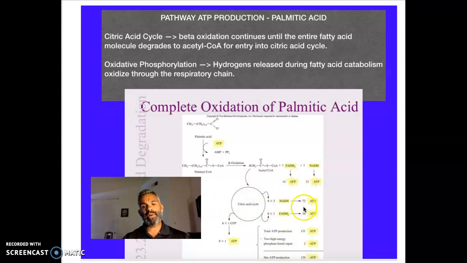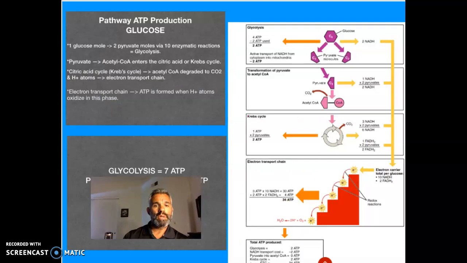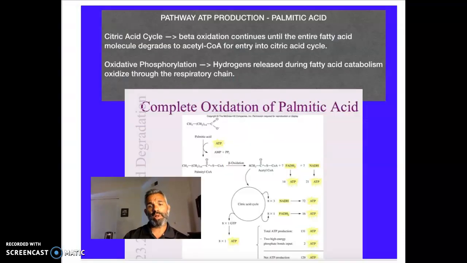As you can see on the diagram, throughout this entire process there is a certain number of ATP being yielded. And when we come to the end of that process, the complete oxidation of palmitic acid yields 129 ATP. So these are the two pathways for ATP production for both glucose and palmitic acid.